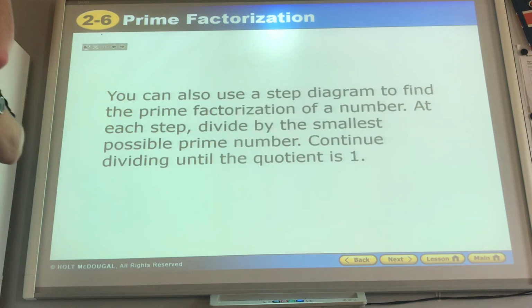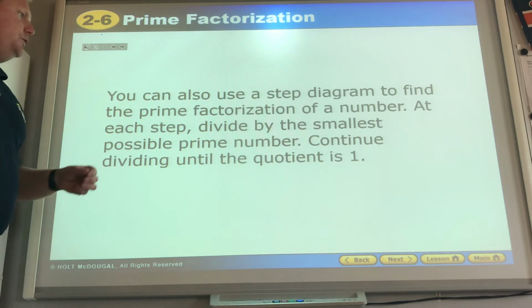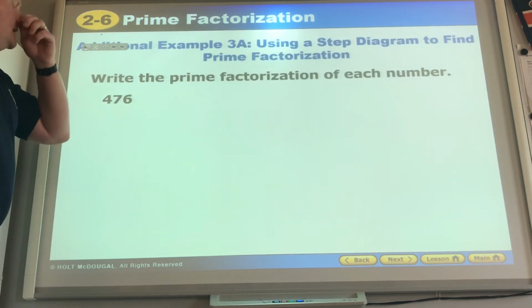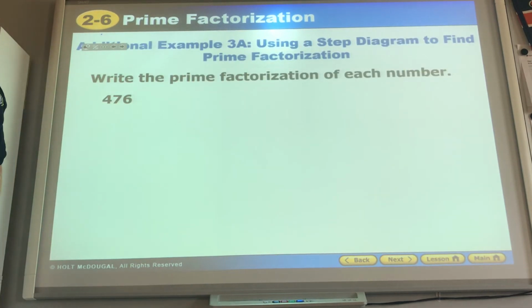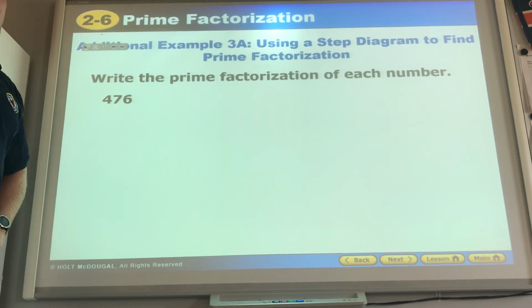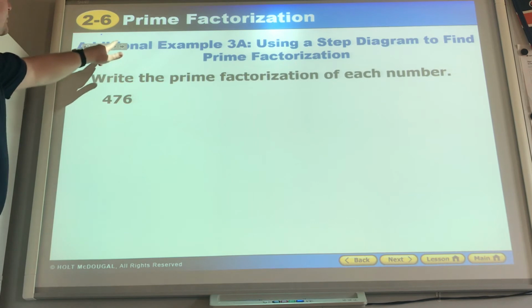You can also use a step diagram to find the prime factorization of a number. At each step, divide by the smallest possible prime number. Continue dividing until the quotient is 1. These can be confusing to people. I show them to you because last year I had a few gentlemen and ladies that really like this, and I want to give them that option. So here's what they do.